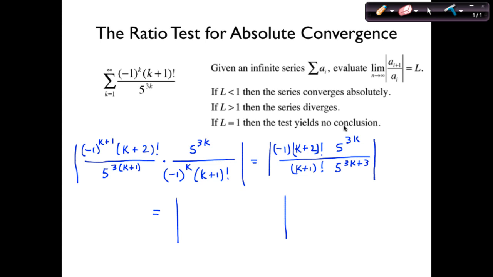All right, so what's k plus 2 factorial over k plus 1 factorial? That just says a k plus 2 in the top, right? And then we have more 5s in the bottom because you should have 5 to the 3 times the quantity k plus 1. That makes 3k plus 3. So how many more 5s are we multiplying together in the denominator? We have 3 more 5s. Okay, limit. Negative 1 times k plus 2 over 5 cubed.